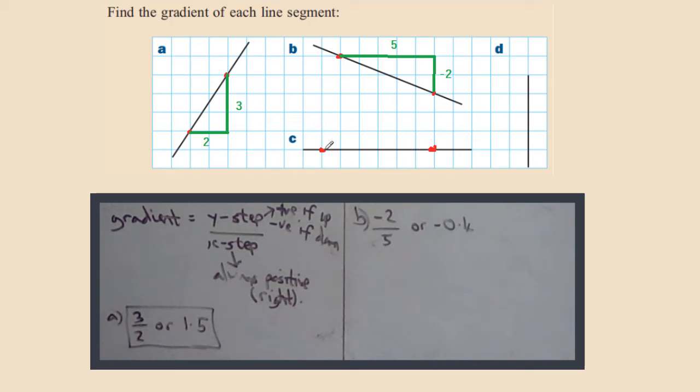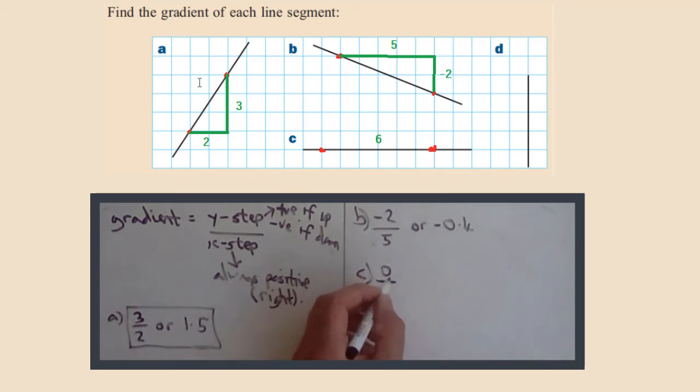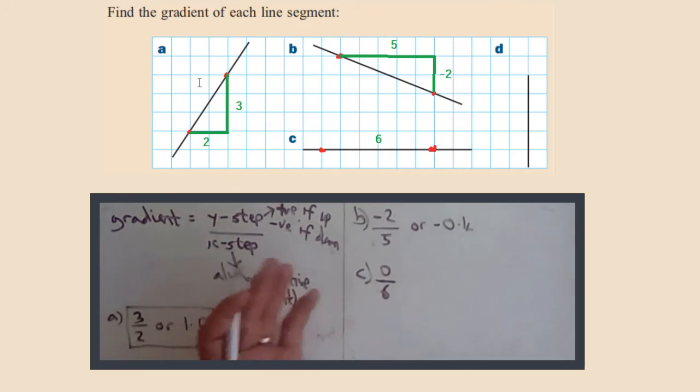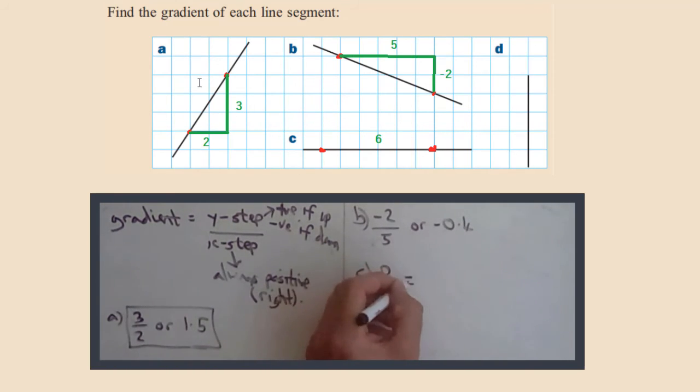If I want the x step I've just drawn, well, it's going to be 1, 2, 3, 4, 5, 6. So I'll write that in. X step of 6. So that means the gradient of C, well, it's y step over x step, so it's 0 over 6. Well, 0 divided by a number that's not 0 just gives you 0. And in fact, this is an important result. So any horizontal line has a gradient of 0. It has no steepness. It's like walking along a flat road.